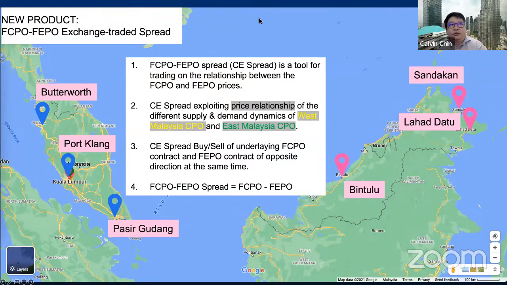So how the FCPO and FEPO spread is derived is basically FCPO minus FEPO. Then you get the spread.